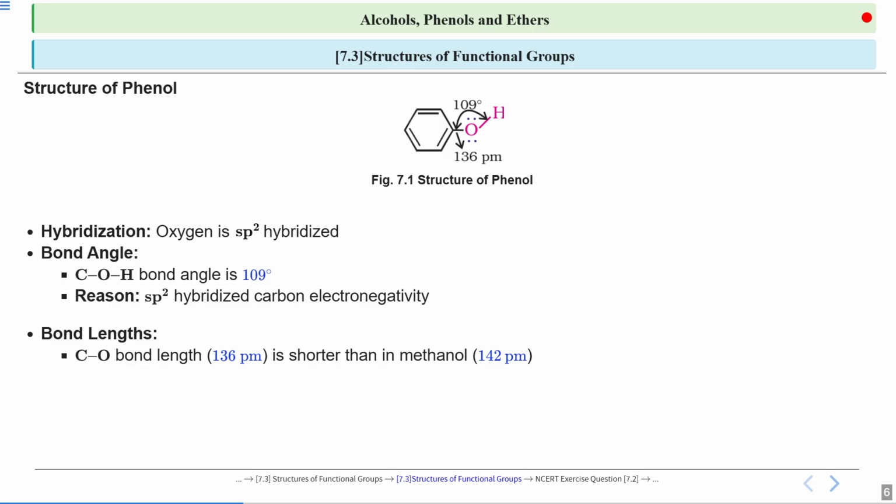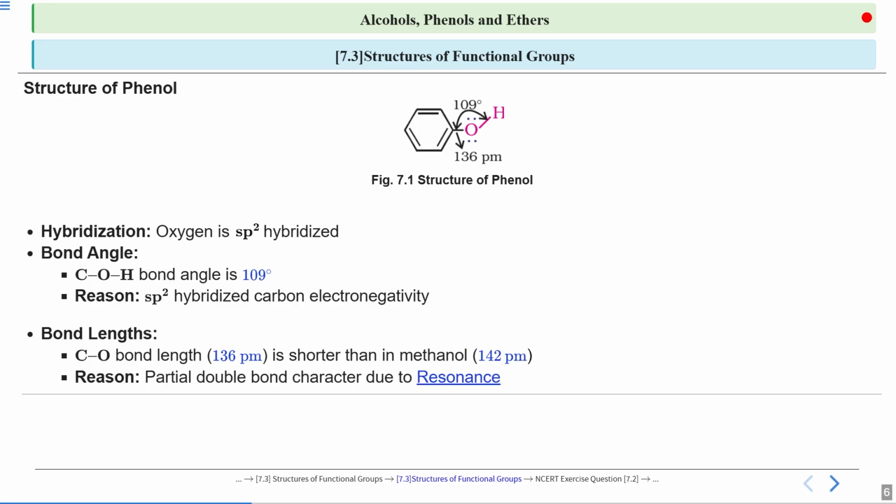Why is it so? Why is the CO bond length in phenol shorter than in methanol? The reason behind this is the partial double bond character due to the resonance shown by the benzene ring. So the bond length of CO is slightly less than in methanol due to the partial double bond character, due to the conjugation of the unshared electrons of oxygen with the aromatic ring. Okay, and the carbon is also sp2 hybridized, which causes the angle of COH to be 109 degrees. So this is about the phenol structure.